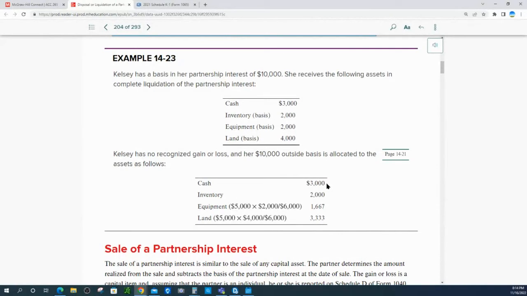That $1,000 is essentially spread between the equipment and the land. These two are $6,000 together, and the $1,000 basis adjustment is going to be spread between the two of them based on their proportional basis.